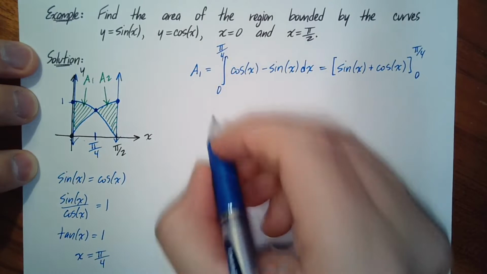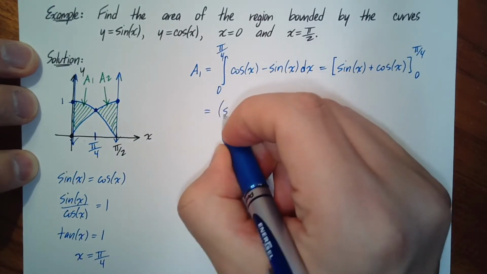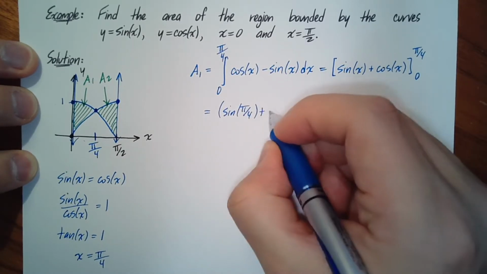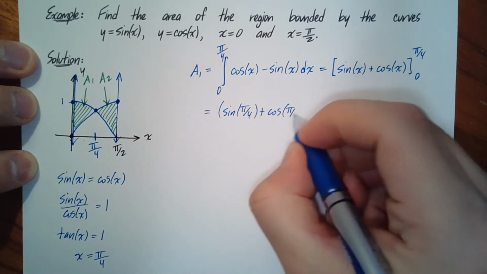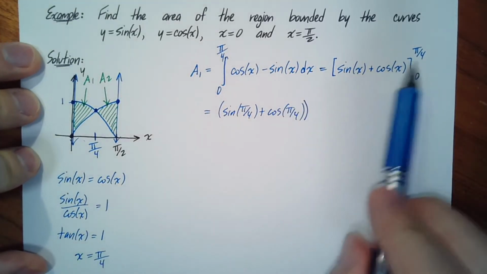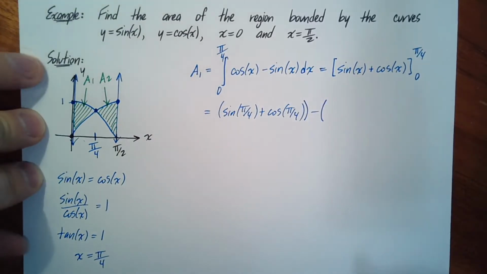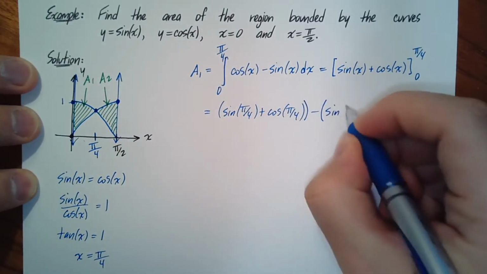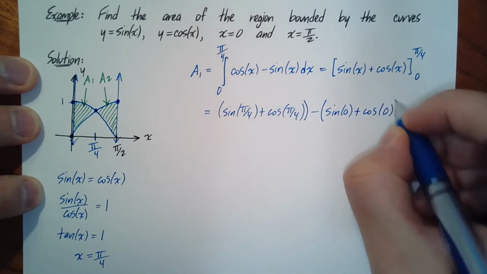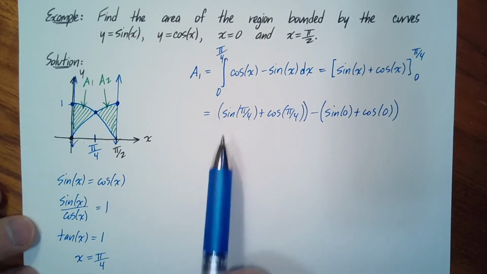So let's do that. Plug in pi over 4, and you get sine of pi over 4 plus cosine of pi over 4. All of that is what you get if you plug in pi over 4. Now if you plug in 0, just be careful with brackets, you'll have minus sine of 0 plus cosine of 0. And what this actually works out to be, let's look at what you have here.